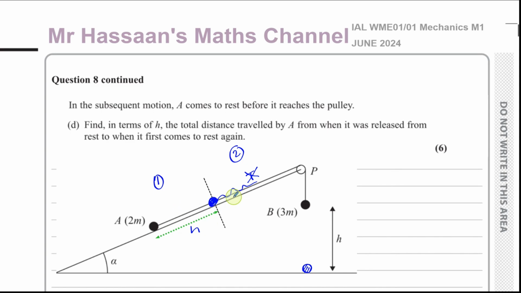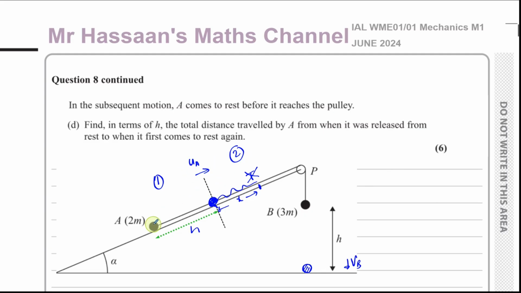Okay, and we've got to find that small distance, which we'll call x, which is the distance we have to add to h to find out the distance it takes to come to rest. Okay, so we need a few things here. We need to know the velocity with which B hit the ground, because that's going to be the initial velocity of A at the beginning of the new situation.